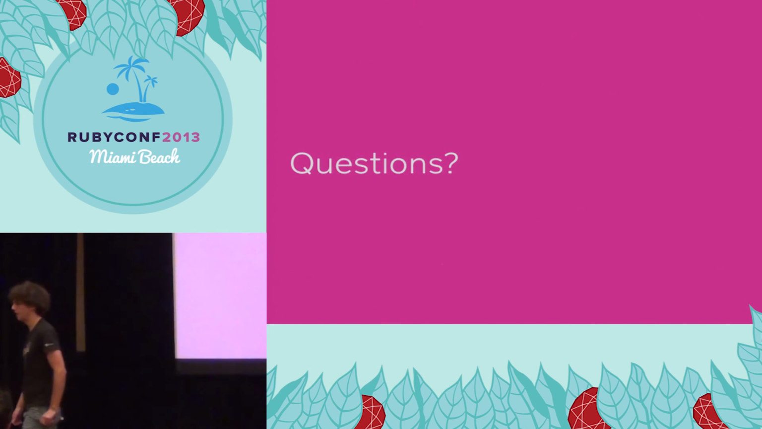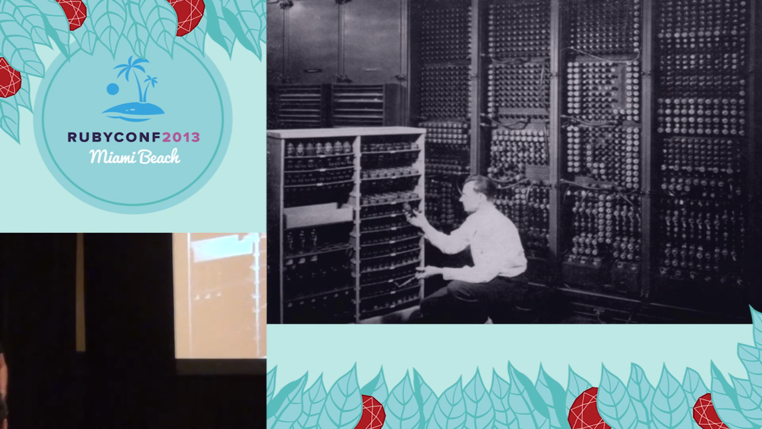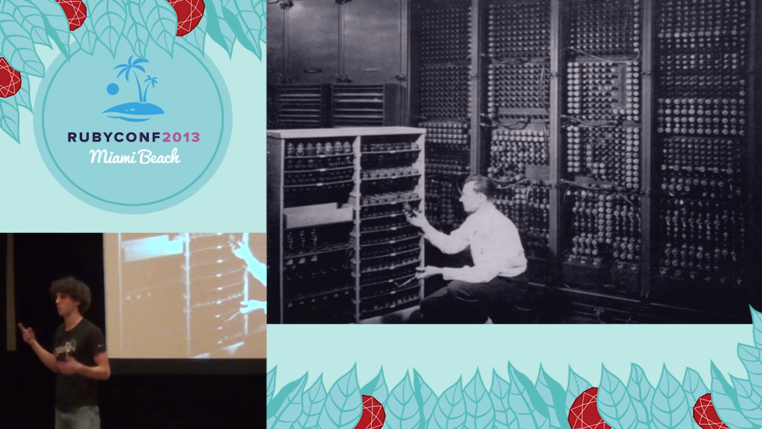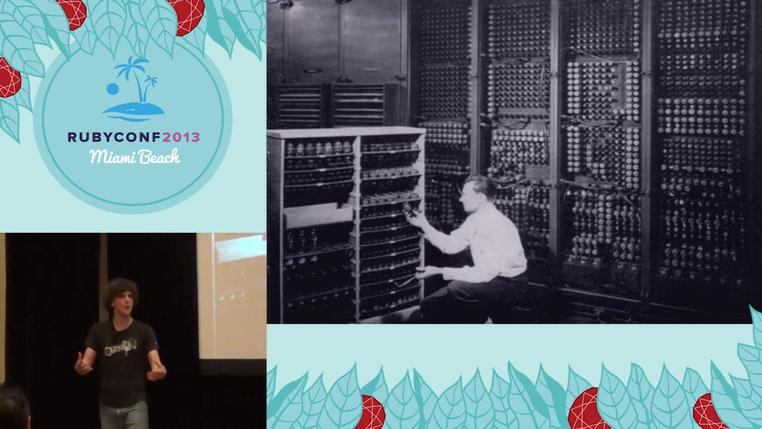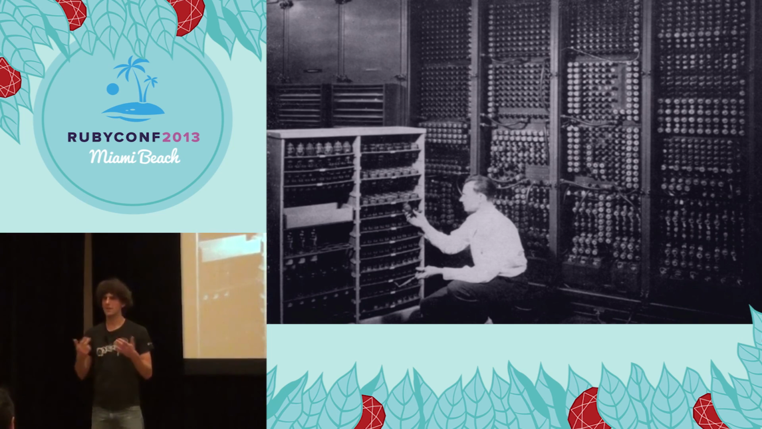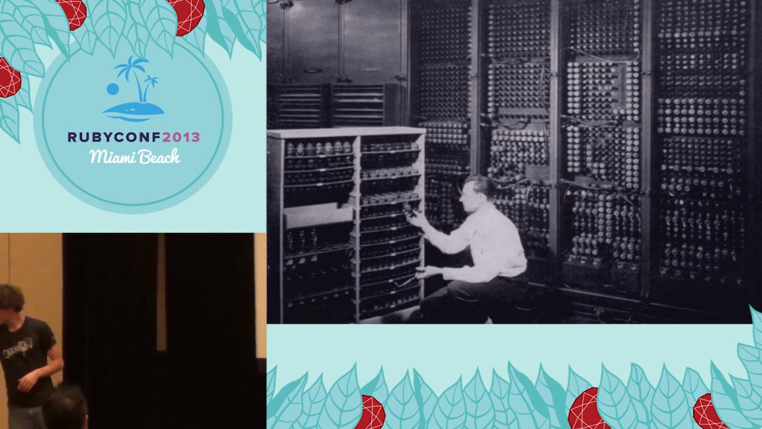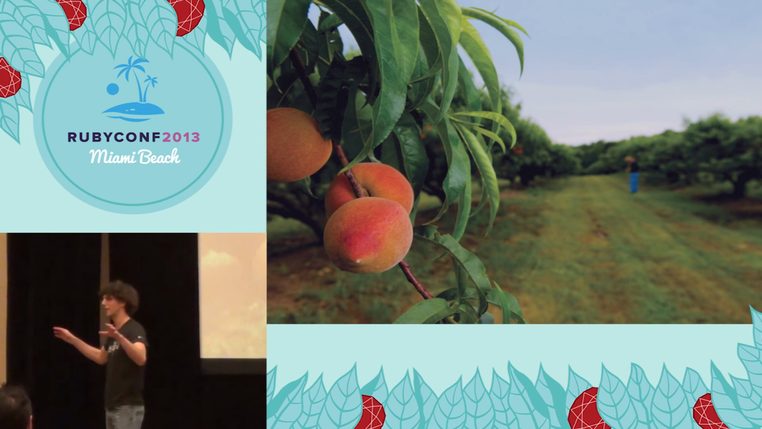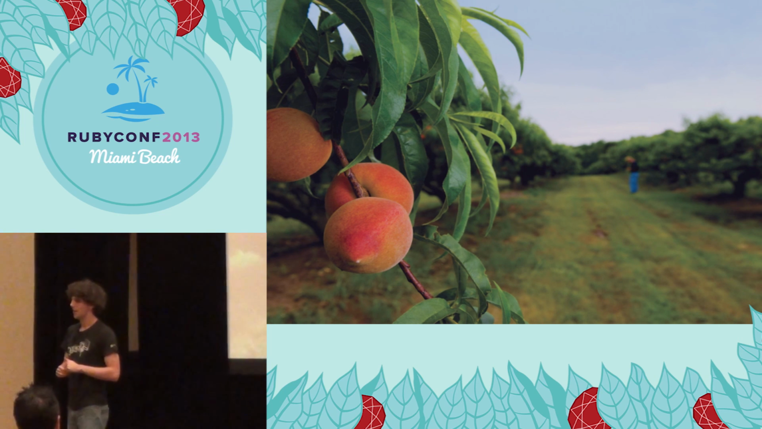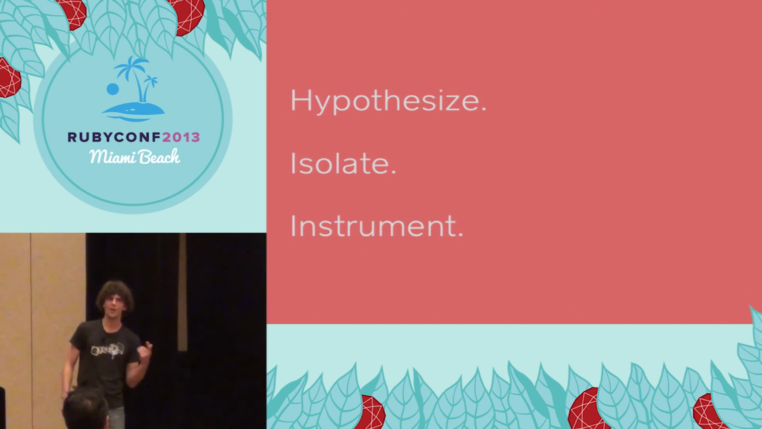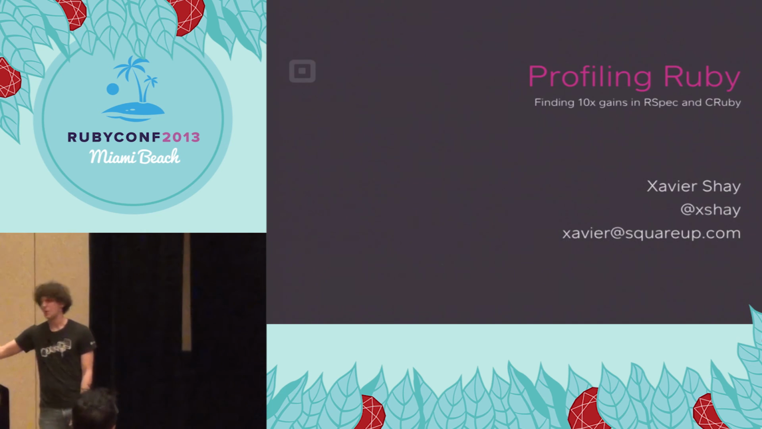Cool. All right. Well, to quickly finish up, the things I want you to remember. One, the computer only does what you tell it. Just remember this whenever you're getting scared or intimidated: CRuby is still just C code. It might take some time, but you'll be able to figure it out. It's all just function calls in the end. Believe you're going to find something. Just visualize that low-hanging fruit, how tasty that peach is going to be. If you just believe you're going to find something, you probably will. And these three things: hypothesize, isolate, and instrument. Thank you very much.